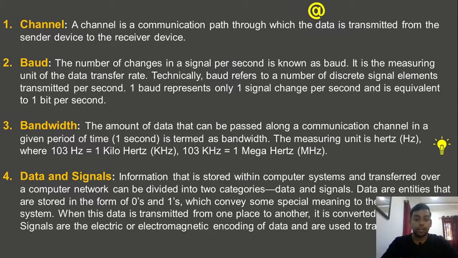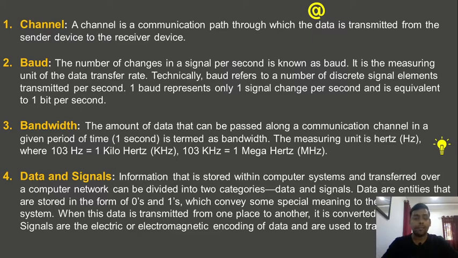Then let's look at the definition. Information that is stored within computer systems and transferred over a computer network can be divided in two categories, data and signals. That means information that is stored in a computer system is what data actually is, and transferred over a computer network.